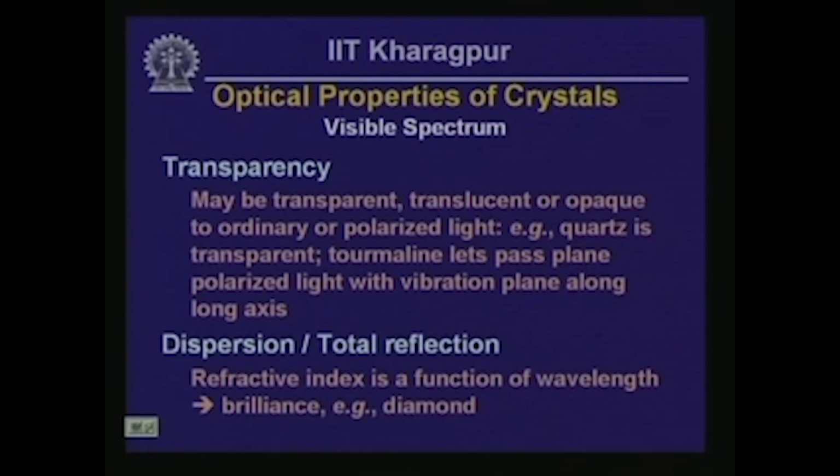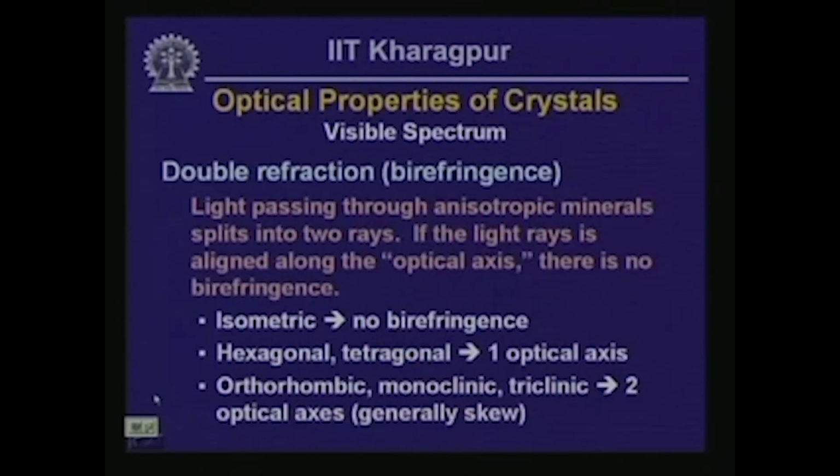The second optical property that is used very frequently in classifying minerals is dispersion and total reflection. A refractive index is a function of wavelength, as you all know, and this gives rise to brilliance. An example of that is diamond.